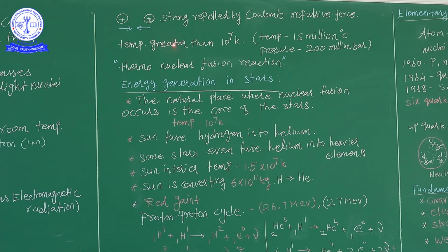So when the temperature is greater than 10 to the power of 7 Kelvin, that means a thermonuclear fusion reaction. When the temperature attains 10 to the power of 7 Kelvin, we are doing the nuclear fusion process. Only when 10 to the power of 7 Kelvin is reached, the light nuclei combine to form a heavier nucleus. That means the fusion process.